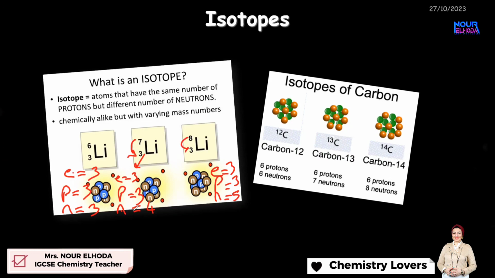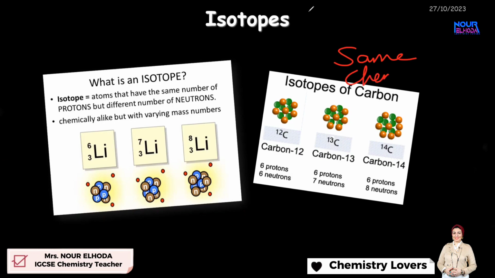So what do you notice? Do all of them have the same A or different A? Same number of protons but different number of neutrons. Correct. All of them have the same atomic number with different mass number A, different neutrons. Is it easy? Now the question that will come all the time in the exam: explain why isotopes have the same chemical properties.